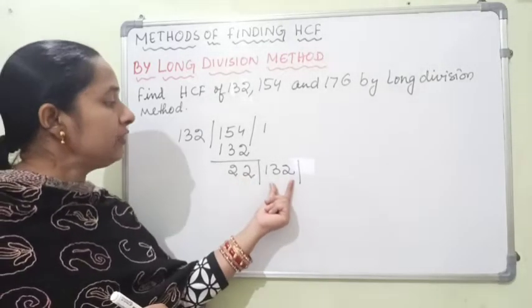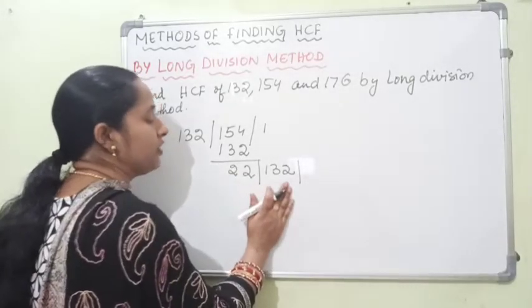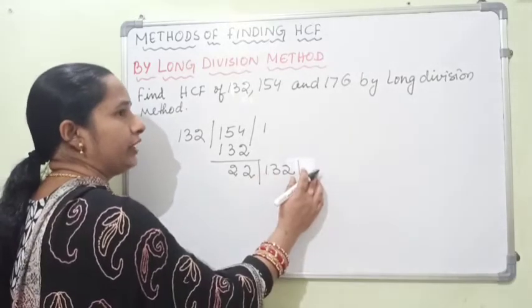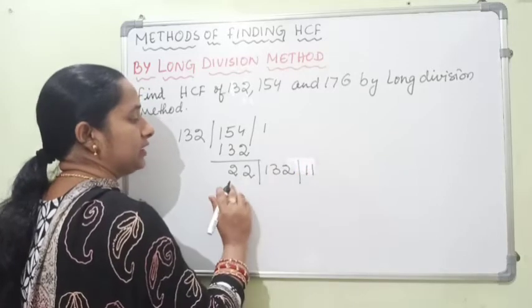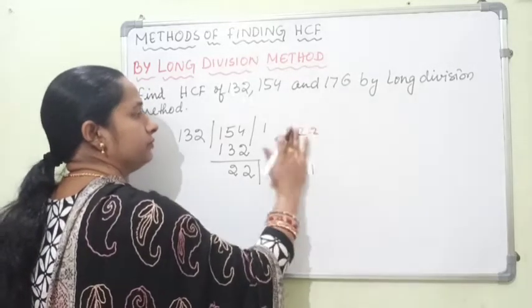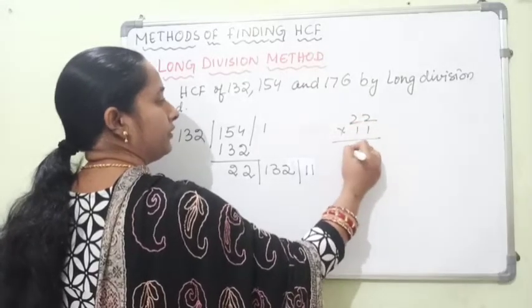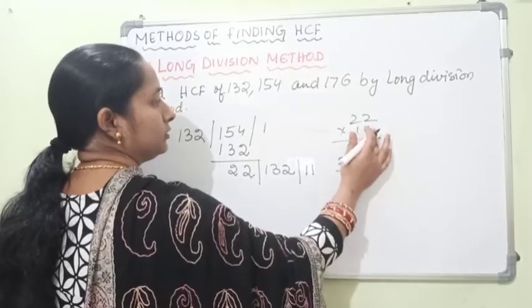Now you divide 132 by 22. So 22 how many times will go into 132? See, 22 elevens are, you see, 22 elevens are how much? 22 and 22, isn't it?